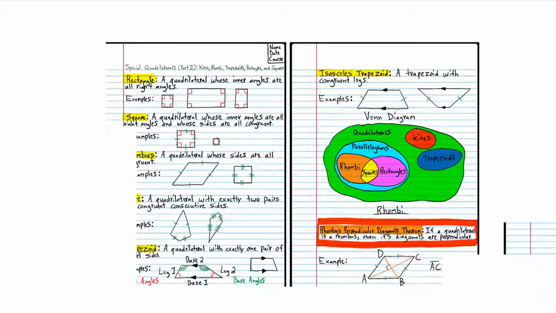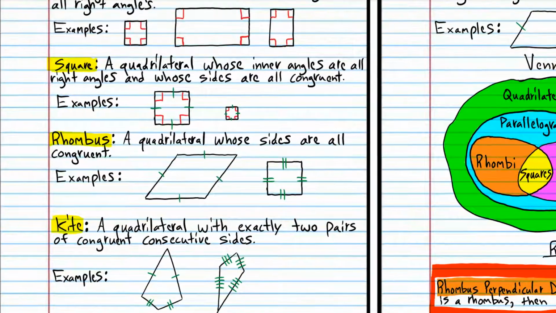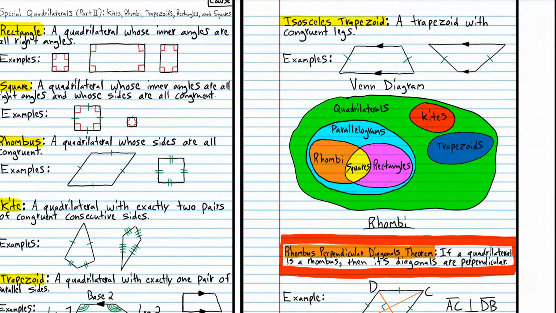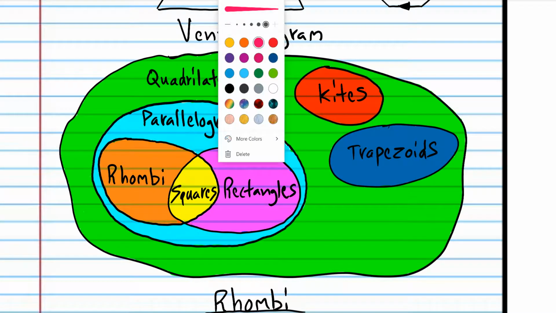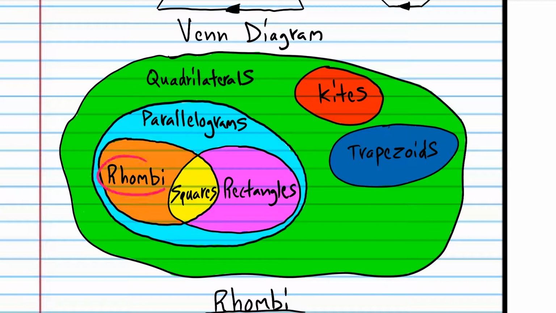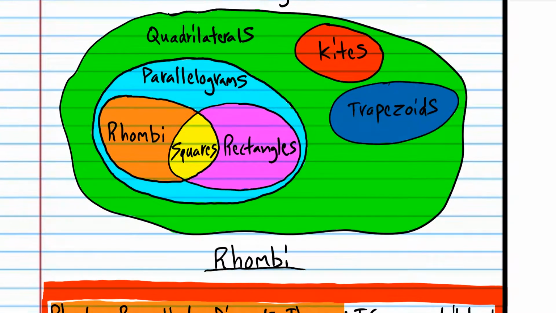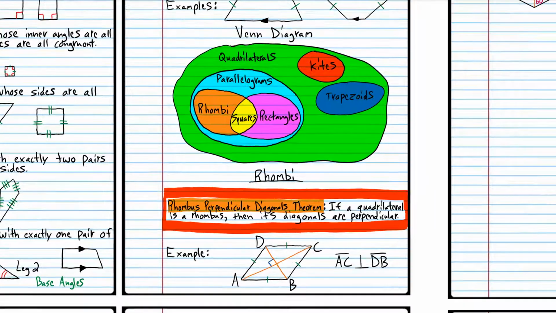Now I mentioned that some of these definitions kind of overlap. A square is a rhombus. So this Venn diagram shows the overlap. It's important to understand that rhombi, squares, and rectangles are all parallelograms. And squares are rhombuses, and squares are also rectangles, but it's important to understand that rectangles are not rhombi. So this Venn diagram might help you. And so let's go on.